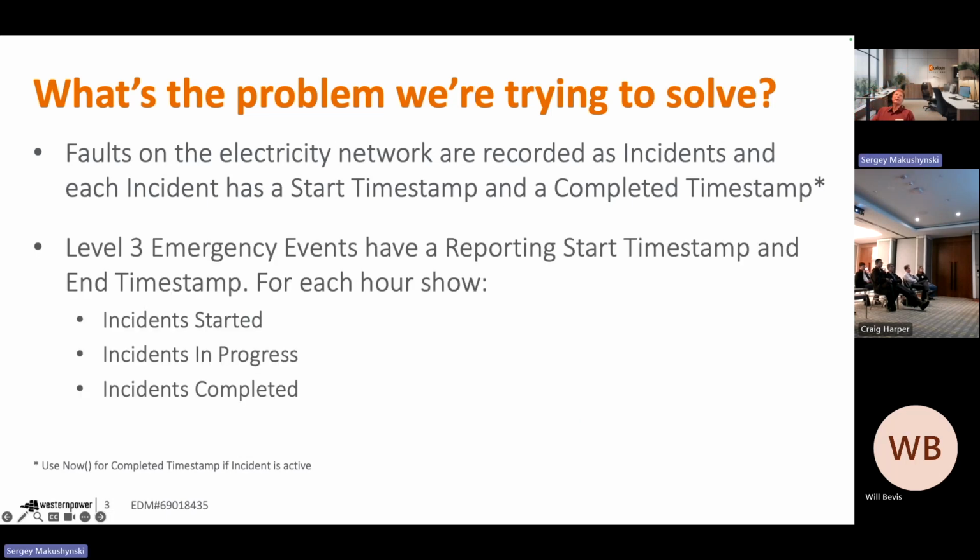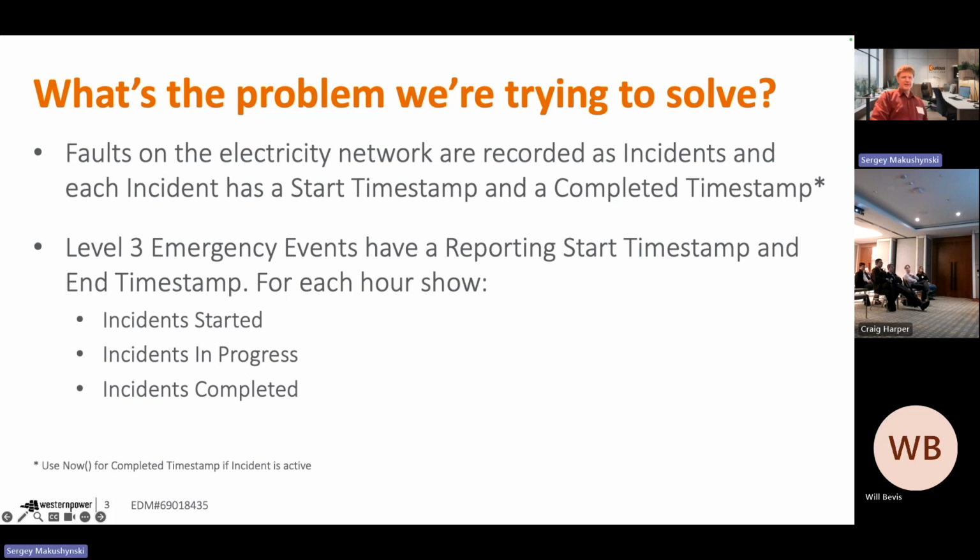We also have what we call a level 3 emergency event. These are typically big events that happen on the network, like winter storms that have knocked down many trees which have collapsed onto power lines and so on. Bushfires are another good example. Hopefully these are fairly rare, but we do typically get half a dozen of them in a year. And that emergency event will have a start and an end.